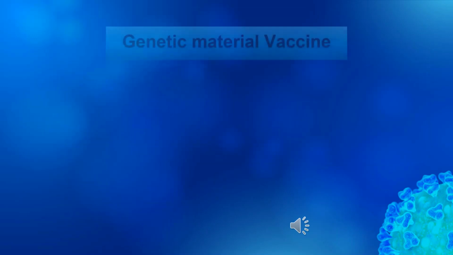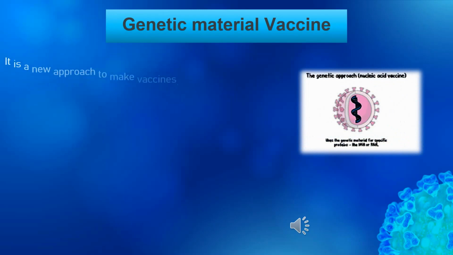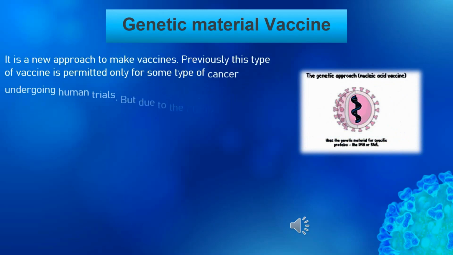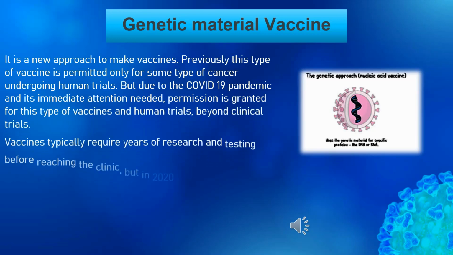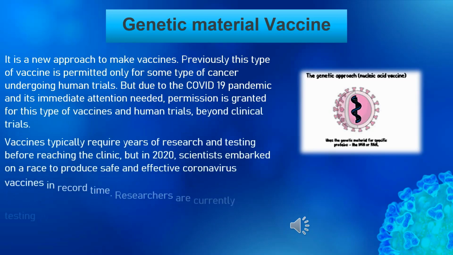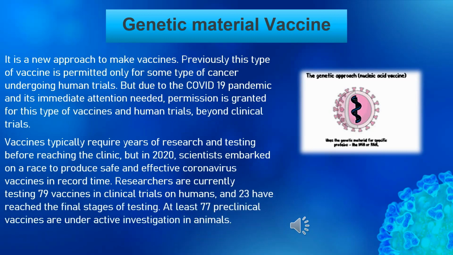The third type of vaccine is one that contains genetic material. It is a new approach to make vaccines. Previously, this type of vaccine was permitted only for some types of cancer, undergoing human trials. But due to the COVID-19 pandemic and the immediate attention needed, permission is granted for this type of vaccines, and human trials, beyond clinical trials.